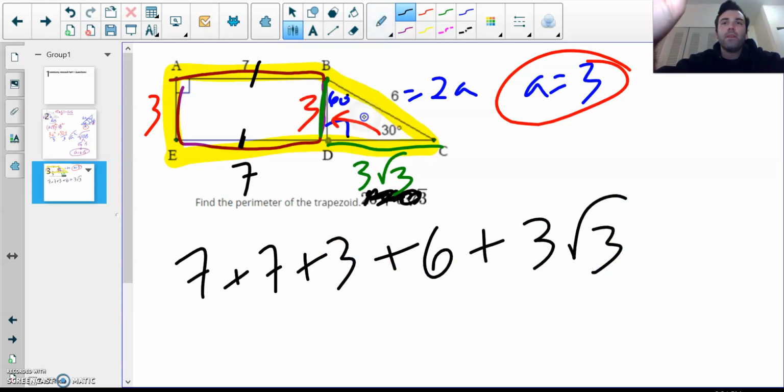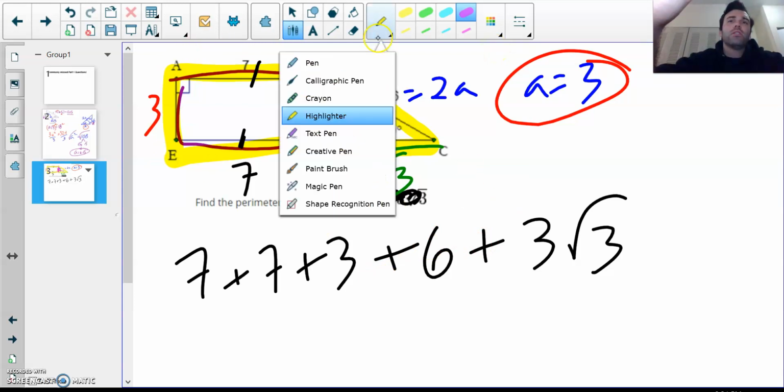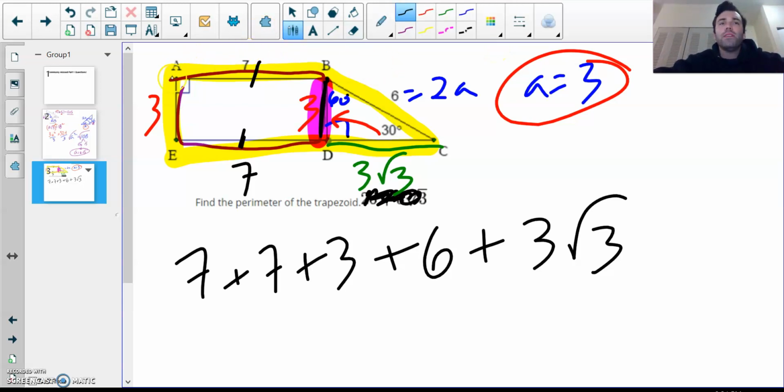Another mistake would be to include this 3 here, which I do not need to include because it's not a part of the perimeter. Remember when you watch a movie and they say secure the perimeter? The perimeter of the shape is the outside. It doesn't matter the inside. The inside was used to help me find AE, but after that, I can disregard it.